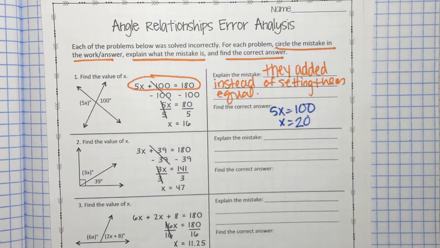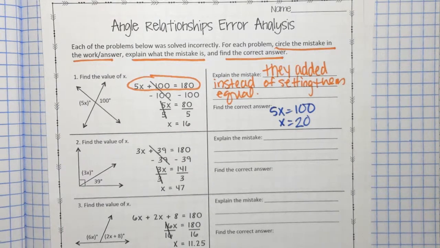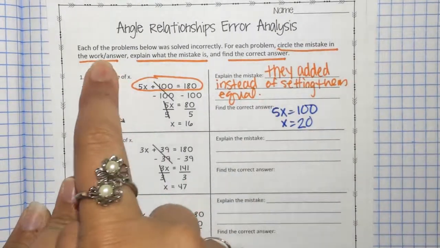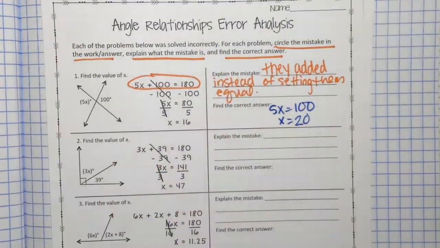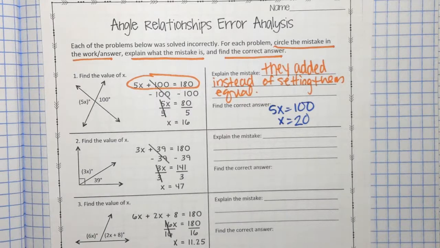Can you work out the others without me? Probably. Go. Talk to your group, work it out, figure out what they did. Go. And do you have to circle the mistake? Yes. Do you have to explain the mistake? Yes. Do you have to correct the mistake? Yes. Do it. I didn't mean to sound so forceful on the do it.